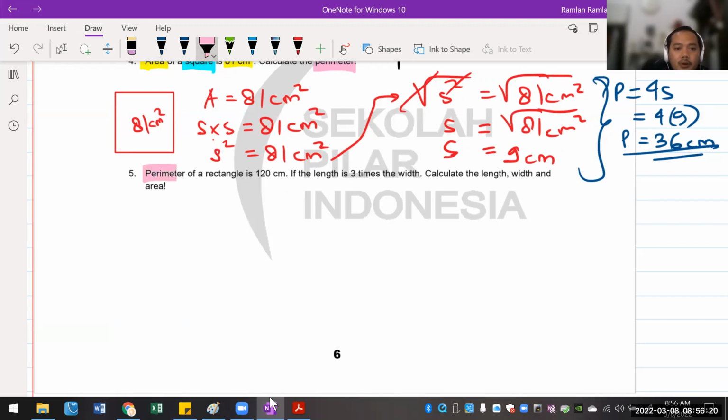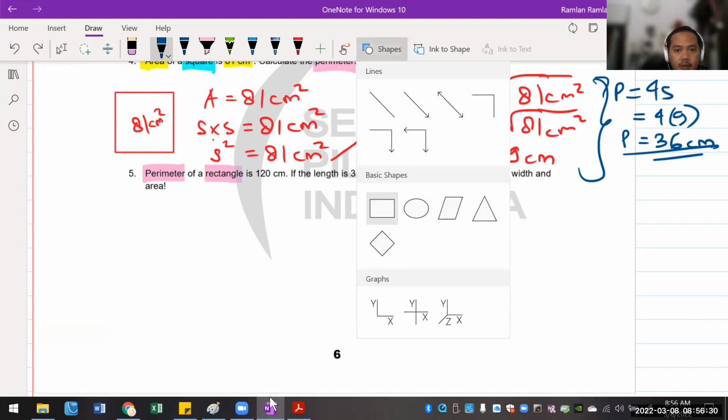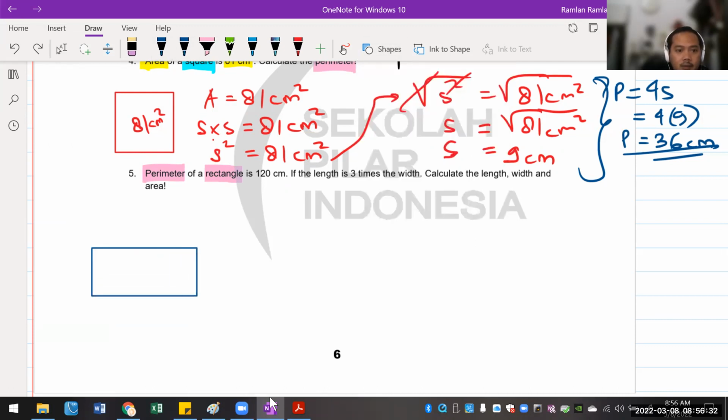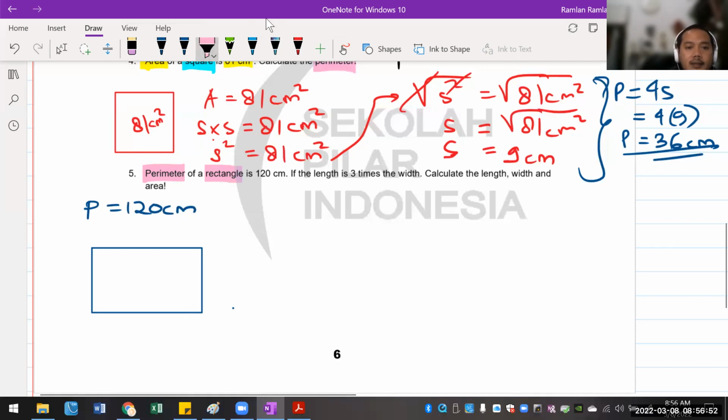Okay, the perimeter of a rectangle. So that will be a rectangle. I'm gonna draw a rectangle. Oops, sorry, it's not a rectangle. How can I? Okay, you go. A rectangle. It doesn't have to be the exact size that we want, but just draw a random rectangle. It's fine. And then the perimeter is 120. So that is the second information that we get. So that will be P equals 120 centimeter. Okay, that is this guy over here. So we're done with the first sentence.